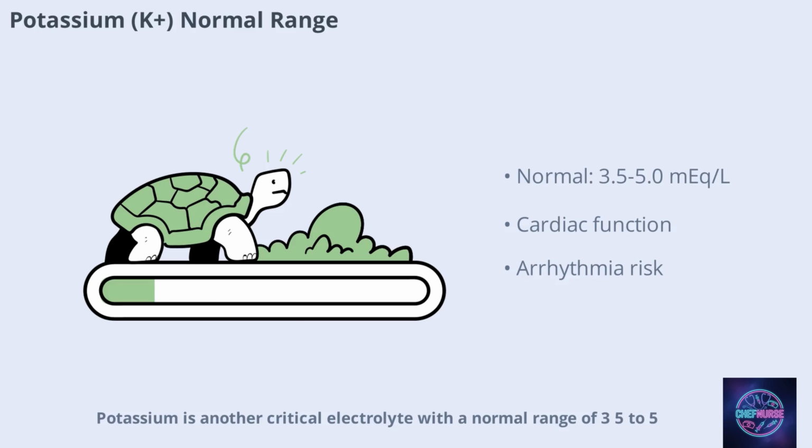Potassium is another critical electrolyte, with a normal range of 3.5 to 5 mg/L. It plays a vital role in cardiac and muscle function. Hypokalemia or low potassium can cause muscle weakness, cramps, and dangerous heart arrhythmias. Hyperkalemia or high potassium may also result in cardiac issues, including potentially fatal arrhythmias. Knowing how to respond to abnormal potassium levels is a must for the NCLEX.